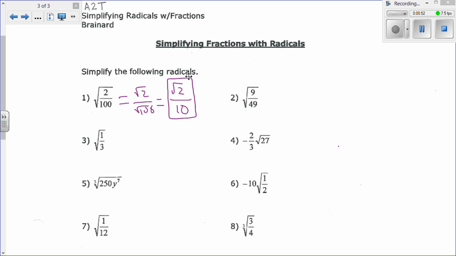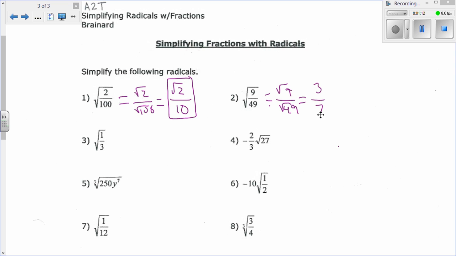For number 2, I have the square root of 9 over the square root of 49. This one, we look at it as radical 9 divided by radical 49, which is equal to the square root of 9 is 3 over the square root of 49 is 7.